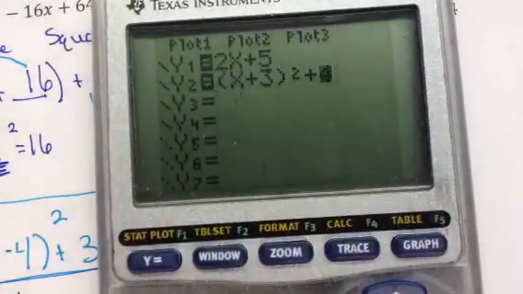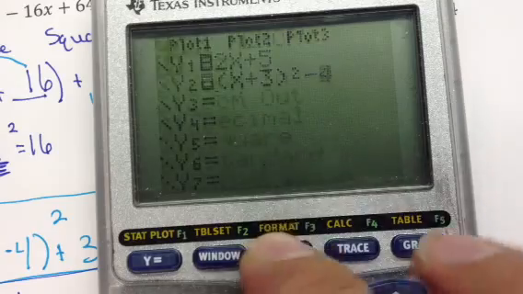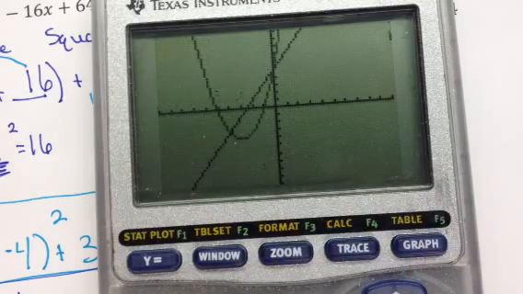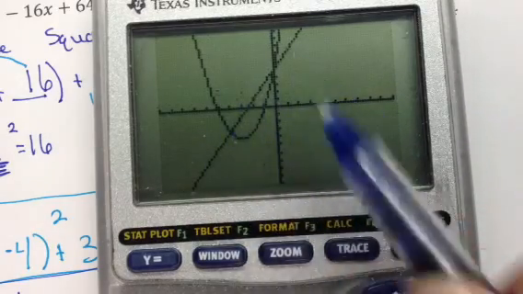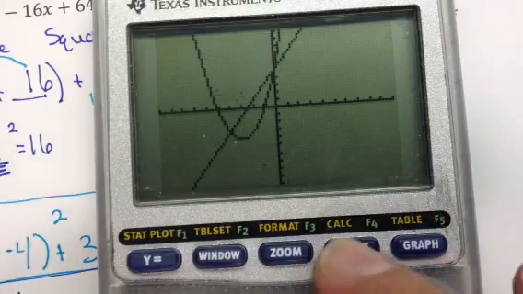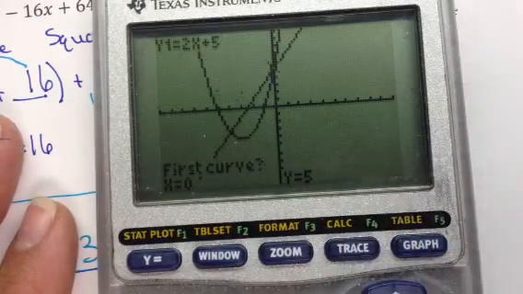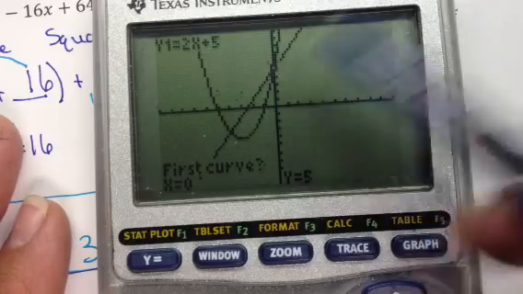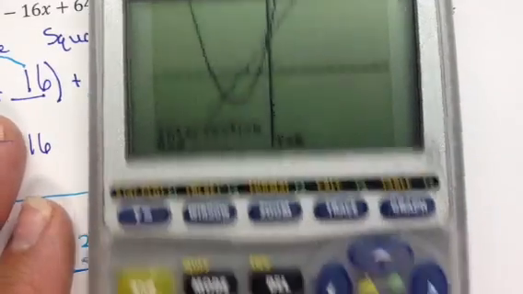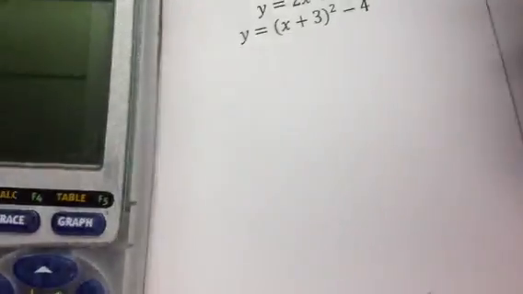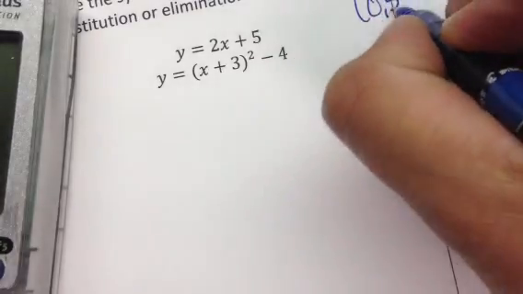Oops, minus 4. So I start out with zoom 6. And these are going to meet twice. So if you really want to know the answers ahead of time, you can go to second trace. We're going to choose intersect. And I'm just going to move the cursor. My cursor is already right by 1, so I'm just going to enter 3 times. And I get 0, 5. So I know one answer when I'm done is 0, 5.